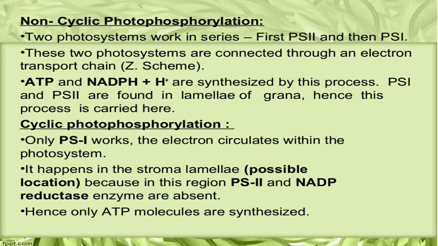Cyclic photophosphorylation: only PS1 works, the electron circulates within the photosystem. It happens in the stroma lamellae, possible location, because in this region PS2 and NADP reductase enzymes are absent, hence only ATP molecules are synthesized, and that is found in bacteria.